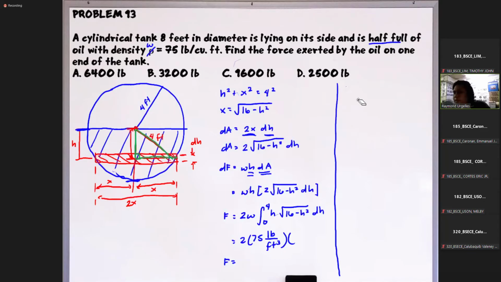Okay. So, habang hinihintay natin yung lalabas sa integral na to, kasi medyo matagal siya since may square root. Okay. So, while we wait, let's use the other solution.